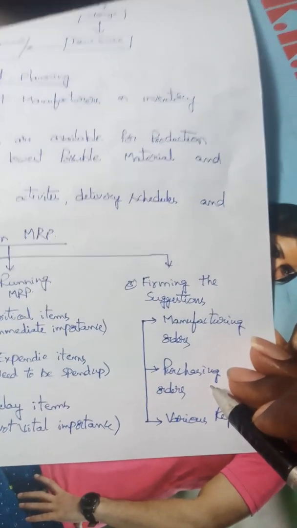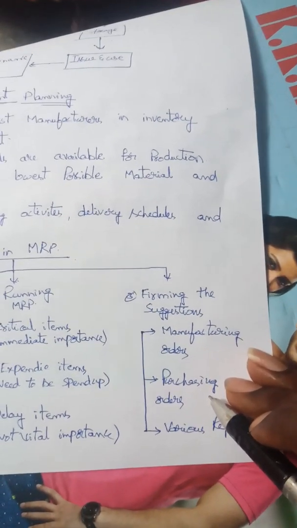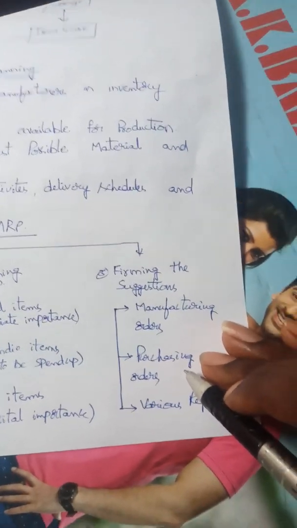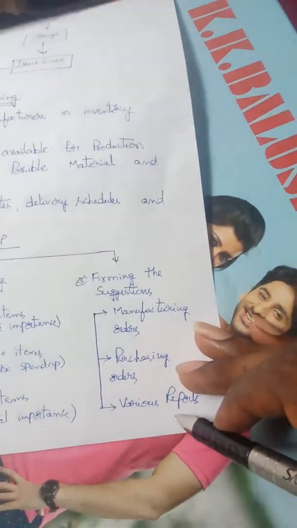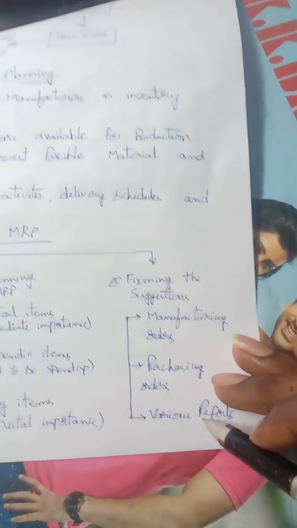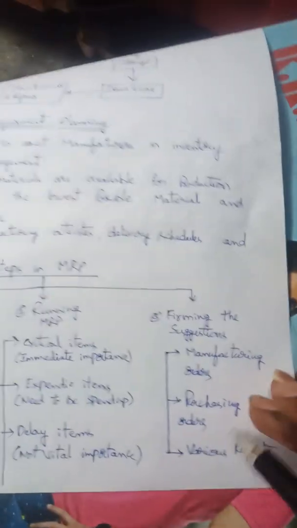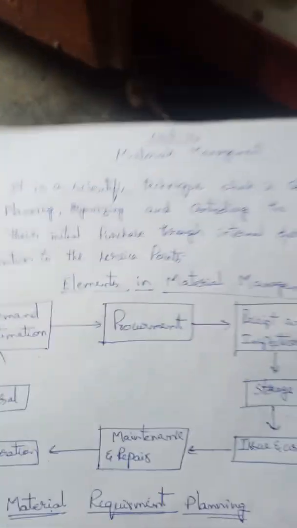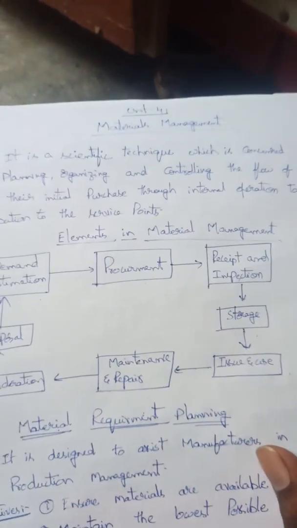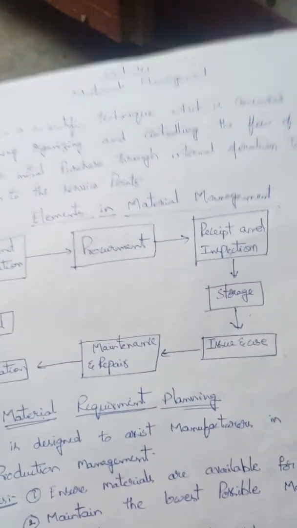And purchasing orders mean collecting raw materials from different suppliers to manufacture the products. And various reports, from market updates and other scenarios, can be identified. So this is MRP, materials requirement planning. In operations management, the flow of raw materials plays a very vital role in the manufacturing of a particular product. Thank you.